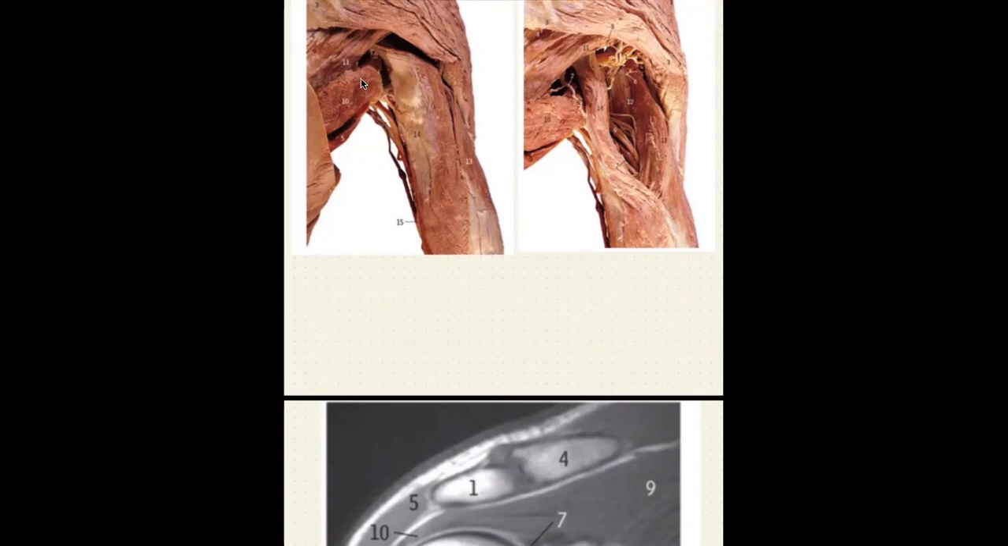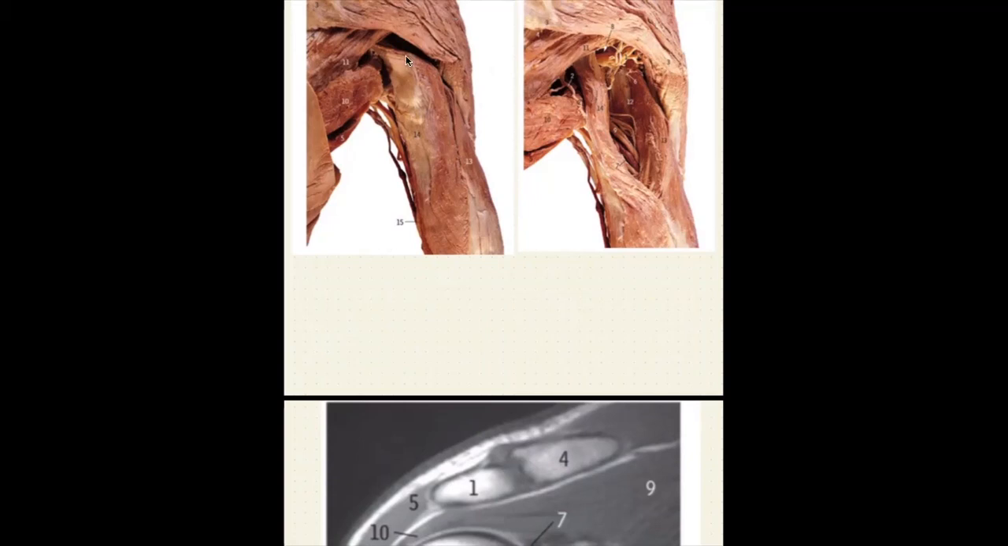Which muscle divides the axillary artery and into how many parts? And could you tell me the branches of the axillary artery? The axillary artery is divided into 3 parts by pectoralis minor. The first part has one branch, the thoracoacromial artery, and the second part has 2 branches, lateral thoracic and, is it the first branch? First branch is thoracoacromial.